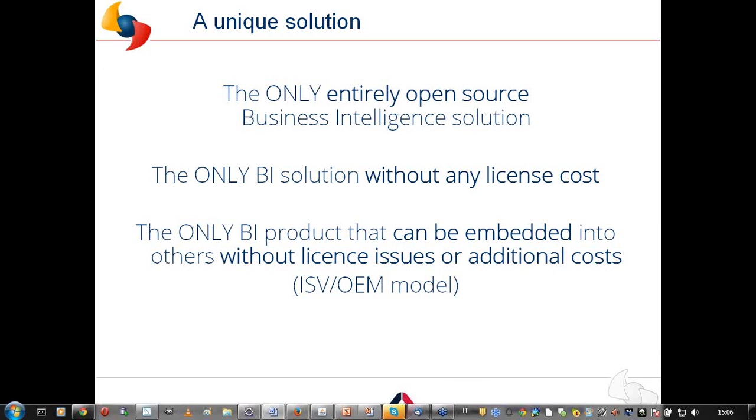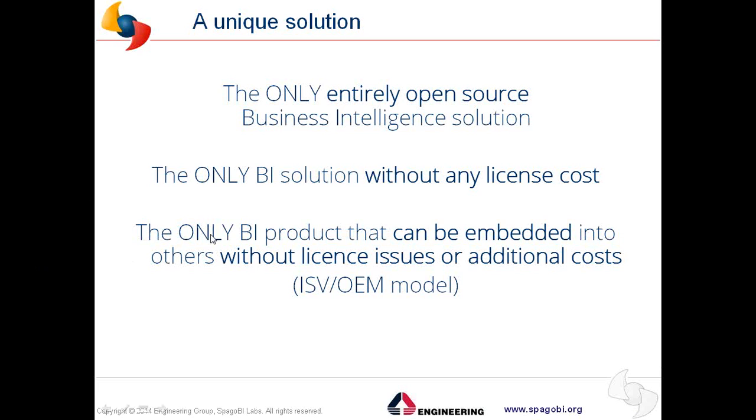What is SpagoBI? Actually, as you can read in this slide, SpagoBI is the only entirely open source solution for business intelligence. The license is Mozilla Public License version 2. So you can do more or less whatever you want with SpagoBI. You can download it for free. You don't have to fill any form. So you can use it, you can change it, you can include it in your solution, and you can also sell it.